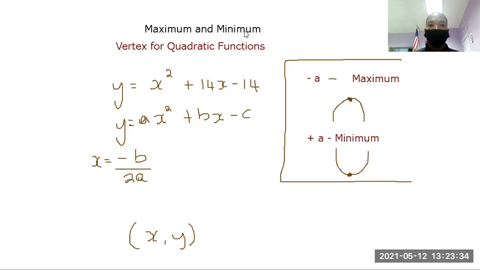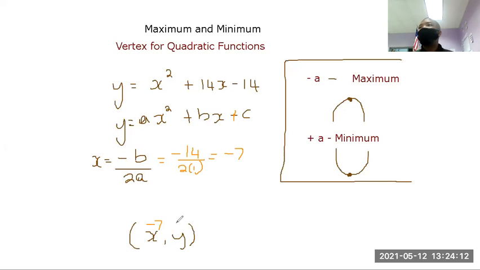From looking at this equation, we could state that a is 1, because that's the coefficient for x squared. b is 14, because that's the coefficient for x. And c is negative 14, because that's the value right at c right there. To find x, we put it in our formula. So it's going to be negative 14 divided by 2 times 1, which is negative 7.